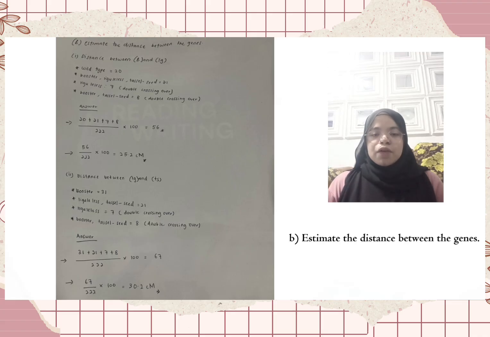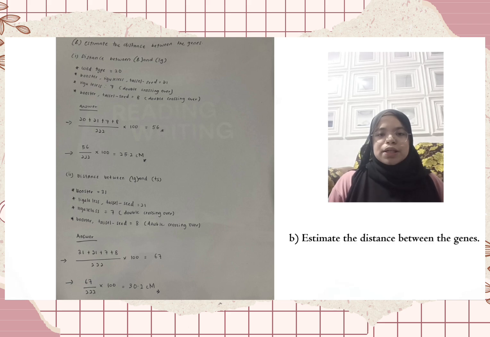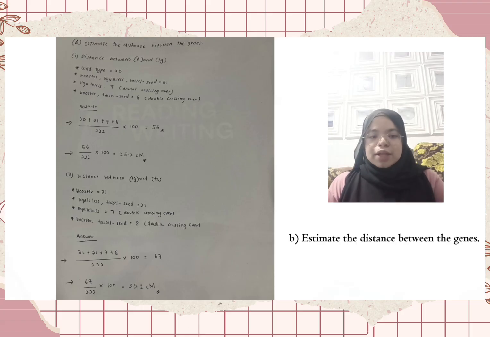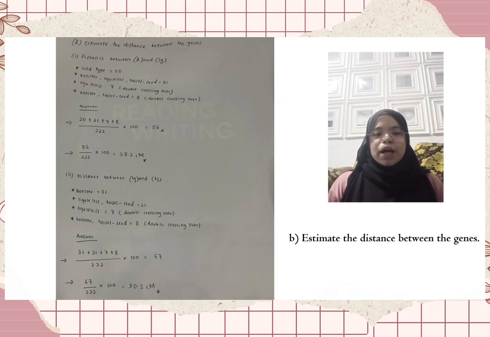For question B, to estimate the distance between the genes, we identify the recombinant classes for each gene interval. For the distance between B and LG, the recombinant classes are 20, booster liguleless tassel seed is 21, liguleless is 7, and booster tassel seed is 8. Distance between B and LG is 20 plus 21 plus 7 plus 8 over 222 multiplied by 100, and we get 56 over 222 multiplied by 100, and the answer is 25.2 centimorgans.